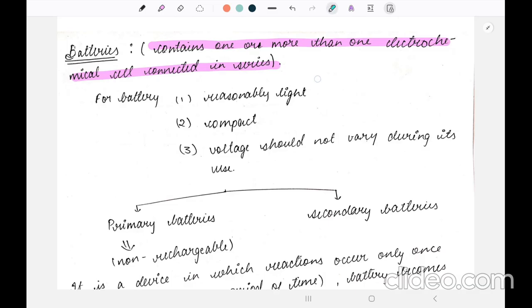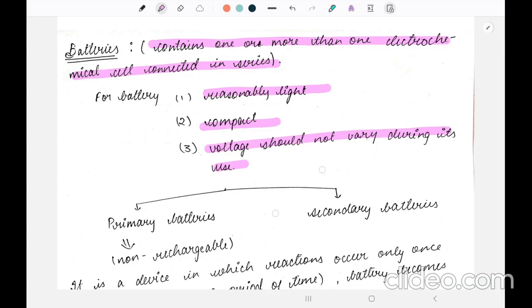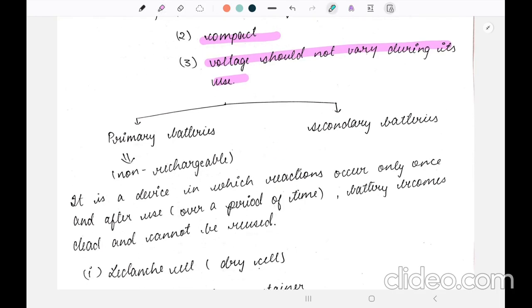It is basically a galvanic cell which converts the chemical energy of redox reactions into electrical energy. For a battery to be of practical use, it should be reasonably light and compact, and its voltage should not vary during its use. There are mainly two types of batteries. The first one is the primary battery, the second one is the secondary battery.